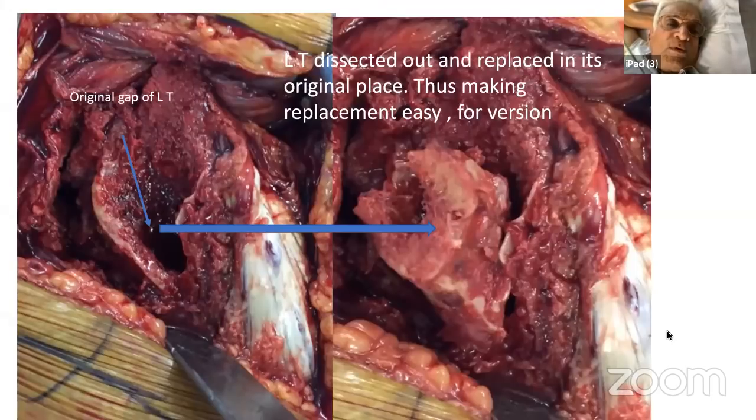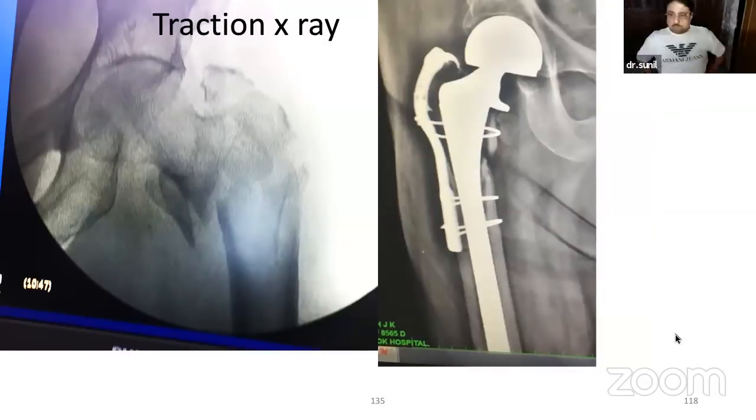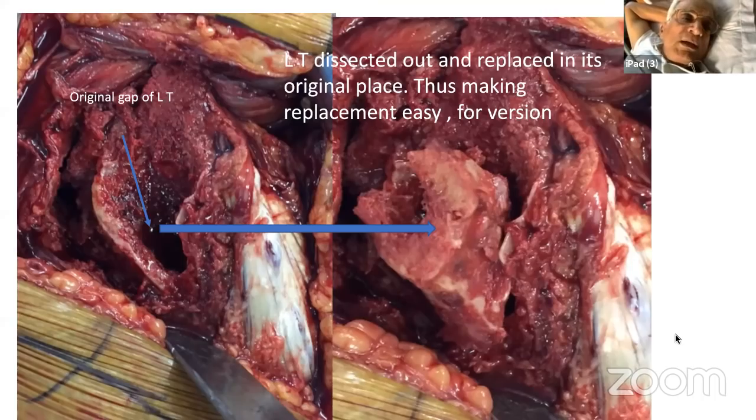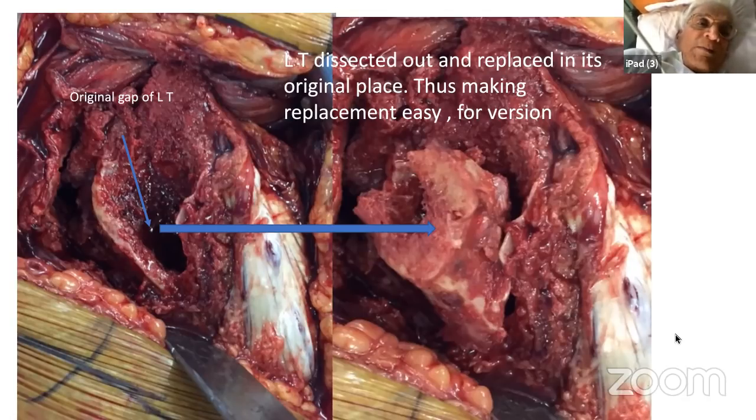This is non-cemented because, as you can see, sorry, can you go back one, Sunil? Yeah. You can see here, even at 83, the bone is very good. So I don't do a cemented one here. It is an uncemented prosthesis with the bipolar. Next, please. Now here is the original gap of the LT, and here is the LT which I dissected out and put back there. Exactly, it is fitting in. So now the version problems and all those issues have been completely eliminated, making a replacement a very simple, easy situation. Next, please.